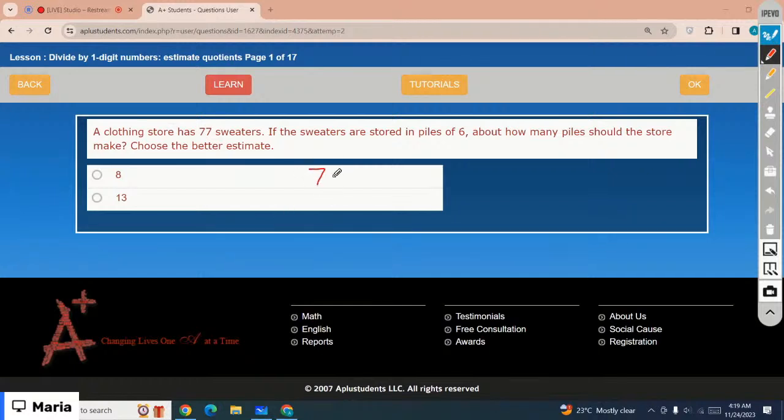That is 77 divided by 6. You cannot divide 77 by 6 exactly. The options are 8 and 13. You can go for 13. How? Because 78 divided by 6 is 13. So it is 13. Very good. The correct option is 13.